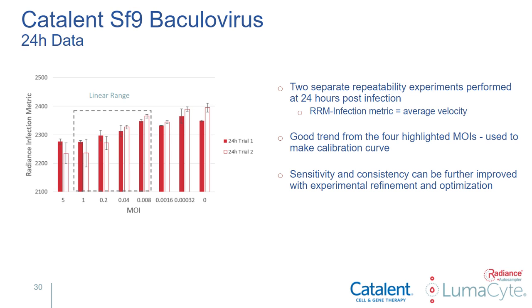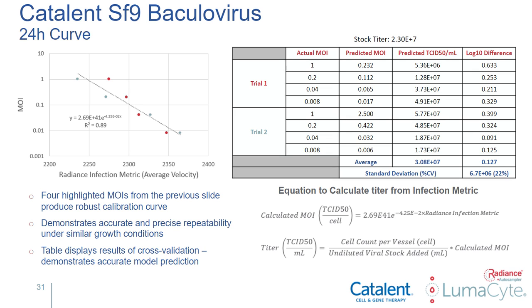So here's the 24-hour data for the SF9 baculovirus infection. Here, the two separate experiments showed excellent repeatability for the 24-hour point, and the Radiance response metric in this case was the average velocity. And in the highlighted region, we found a good trend from those four MOIs, and this was used to generate the calibration curve. Here's the calibration curve that we generated, which correlated the Radiance infection metric, the average velocity, with the MOI.